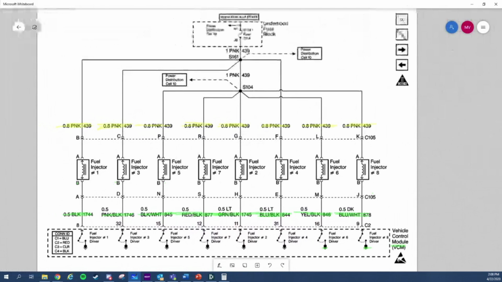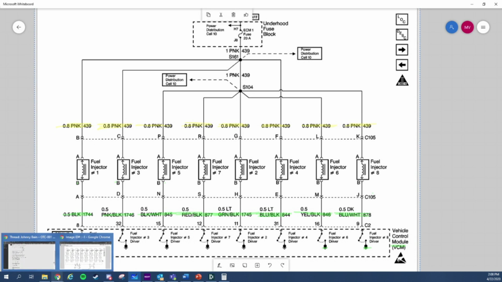The ECM provides ground. Okay, so then does it have a constant power or constant ground on here? No, you have a constant power. Your ECM provides power through the splices, so you always have power at A on the injector all the time. What you're being provided by the VCM is ground, dependent on when it's being driven. So that's constant power, commanded ground.